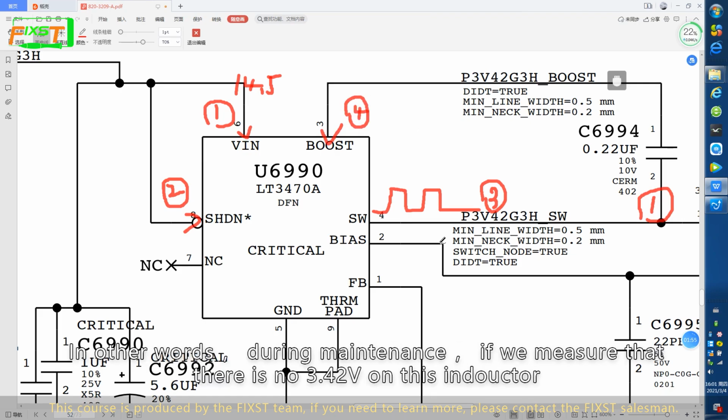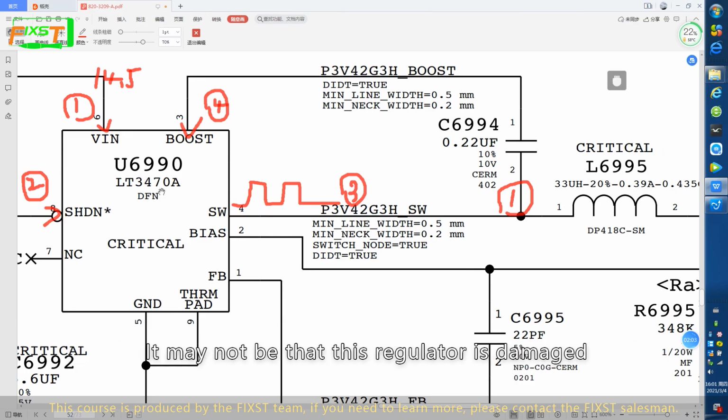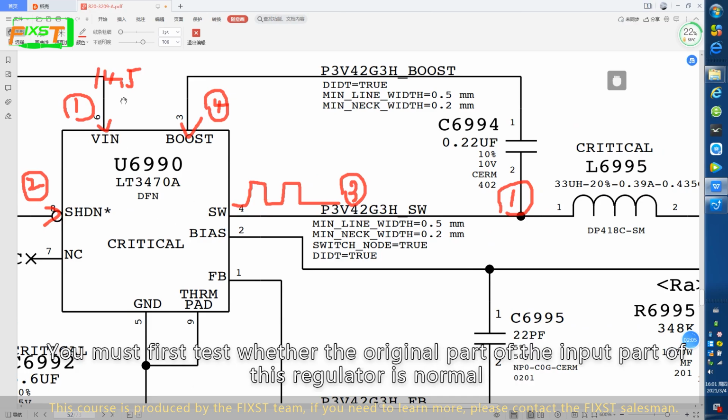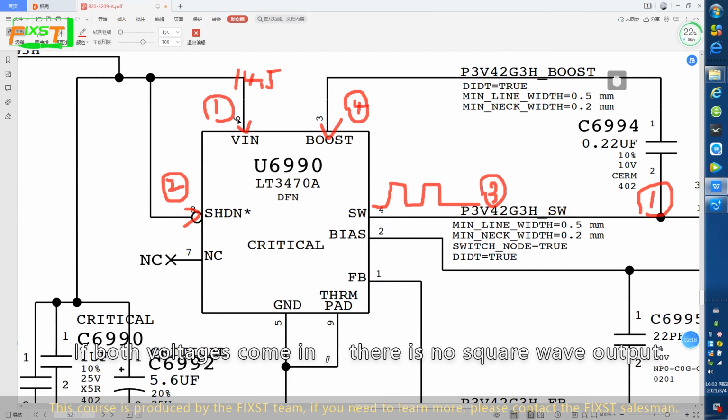In other words, during maintenance, if we measure there is no 3.42 volts on this inductor, it may not be that this regulator is damaged. You must first test whether the original part and input part of the regulator is normal, including the power supply of the 6th pin, the switch signal pin of the 8th pin. If both voltages come in, there is no square wave output. We can be sure that this regulator is damaged.